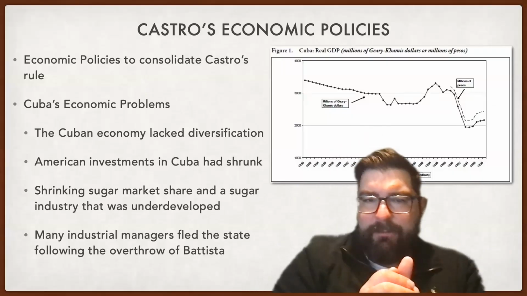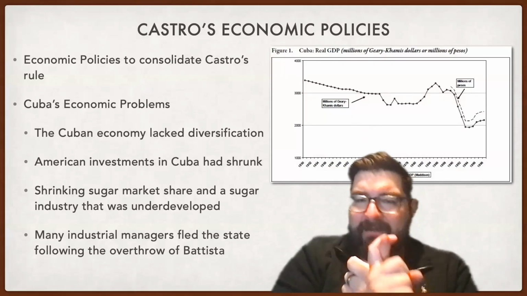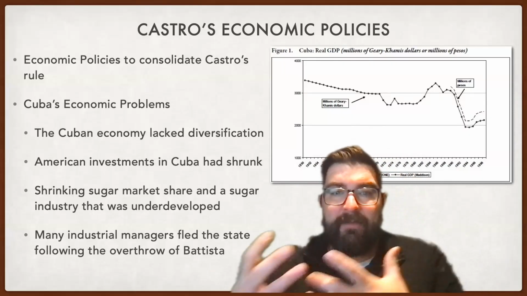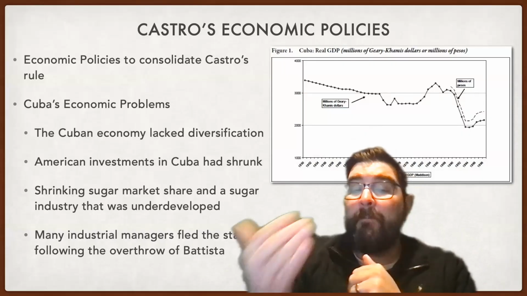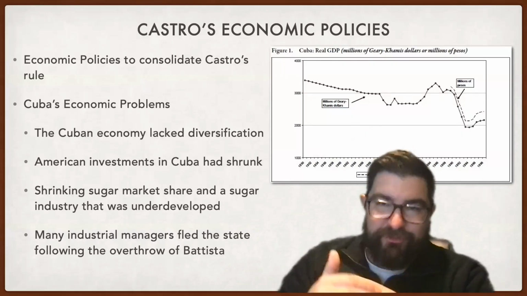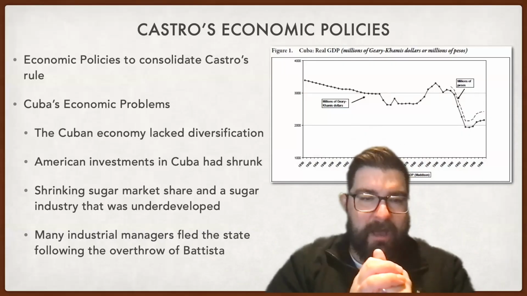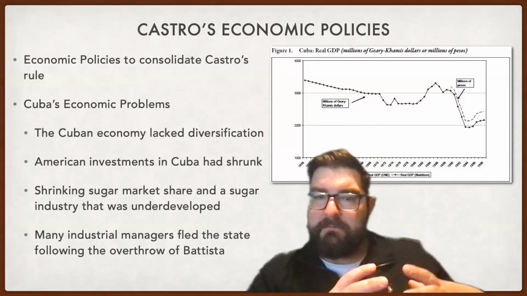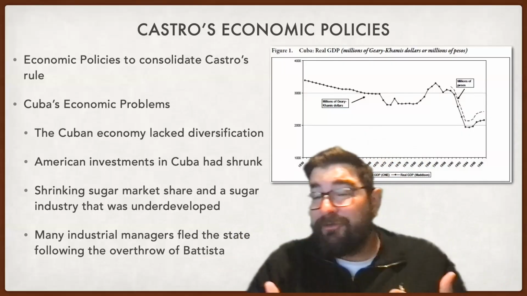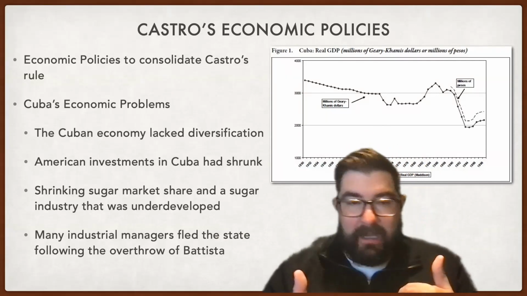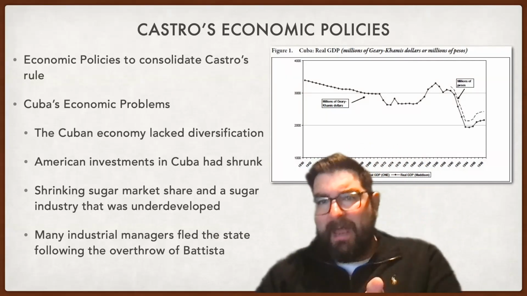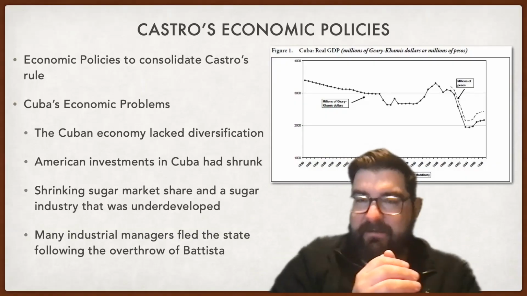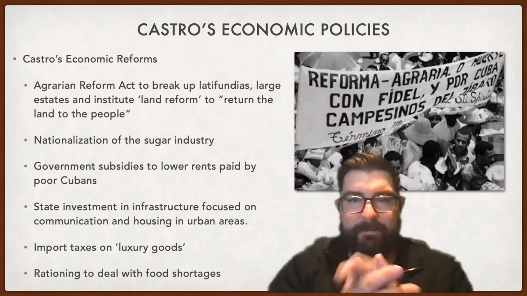First, Cuba's economic problems. The economy lacked diversification. Essentially, the whole economy was based on the sugar industry in Cuba. American investments in Cuba had shrunk following Castro's rise. There was a shrinking sugar market for Cuba, their market share was shrinking, and their sugar industry was underdeveloped. And many industrial managers that were running the sugar industry had fled the state following the overthrow of Batista.